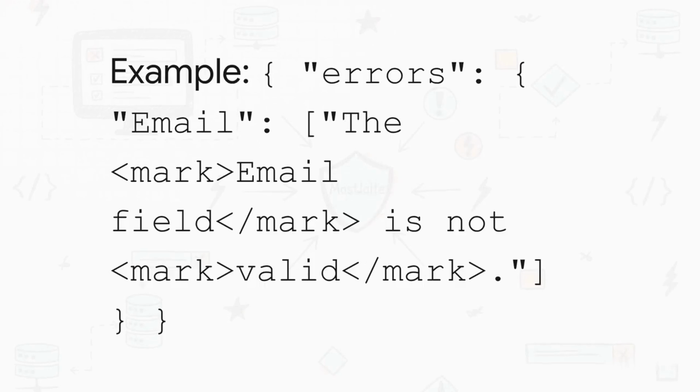And this is what it generates for you, automatically. A nice, clean, structured JSON object that tells the person calling your API exactly what went wrong. In this case, you can see the email field is not valid. This is fantastic because it gives them immediate, actionable feedback, which makes your API so much easier to use correctly.